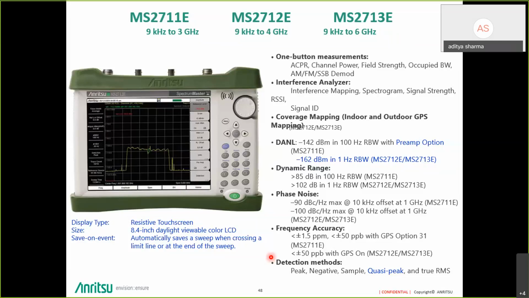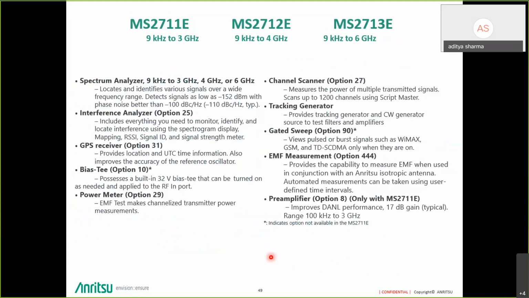Detection mode: it has peak, negative, sample, quasi-peak, true RMS, all these detectors are already there. If I talk about the options which the analyzer has, interference option is there. GPS receiver, bias T is already there. Power meter can be connected. Channel scanner option is there. Tracking generator option is there. Gated sweep option is there. EMF measurement can be done with the help of this. Preamplifier option is also there. And this is the same for the rest of the instruments. It's standard for MS2711E, and for the 12E and 13E it's an optional part, preamplifier.